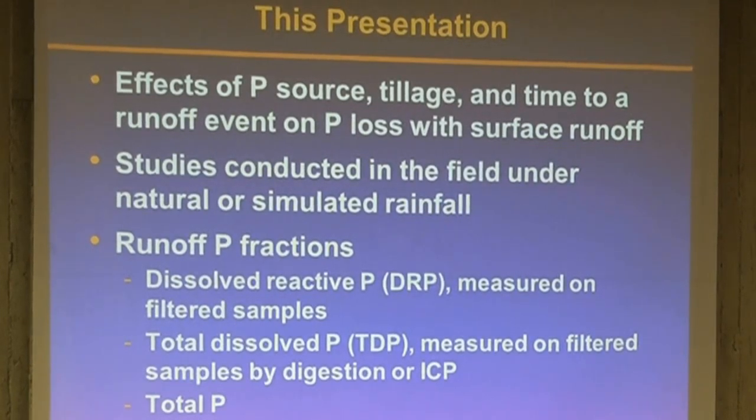In this presentation, we're going to just summarize quickly some research done since we developed the B index. Some of these results were incorporated in the nutrient reduction strategy. We look at effects of the phosphorus source, tillage, and time to a runoff event on phosphorus loss to surface runoff.